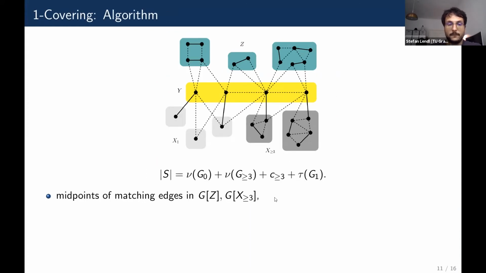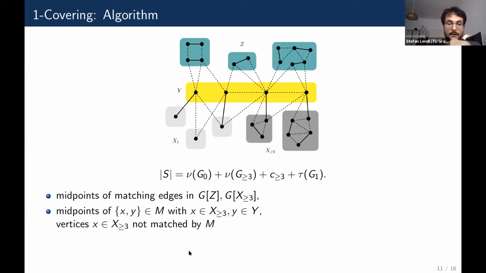So now I want to give you the intuition on how to construct a one covering set of exactly that size. And what we do is we start again with the Gallai-Edmonds decomposition, and for every matching edge in the blue components, we take the midpoint. Okay, so for all of those, we take the midpoint. This gives then exactly nu of G0 many points. Then for all matching edges in the big factor critical components, we also take the midpoint. So also here we do the same.